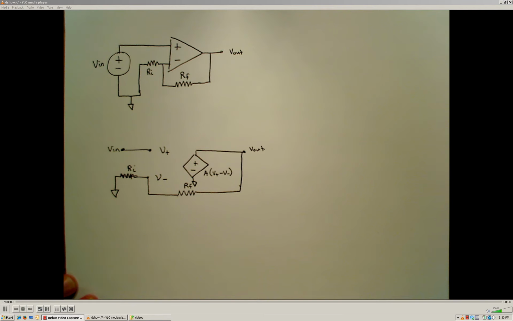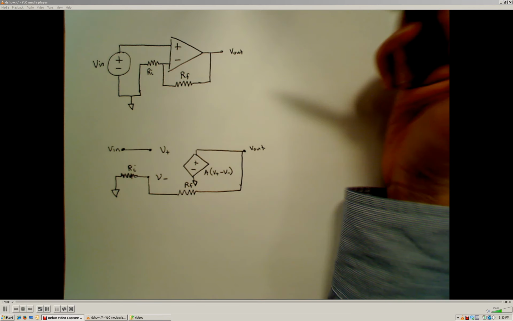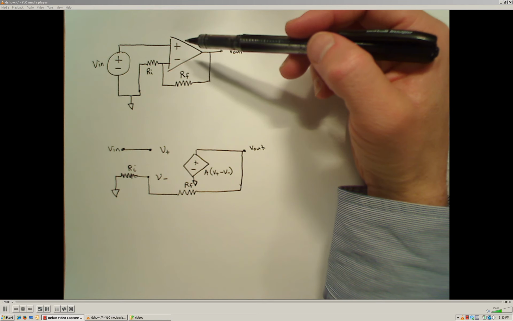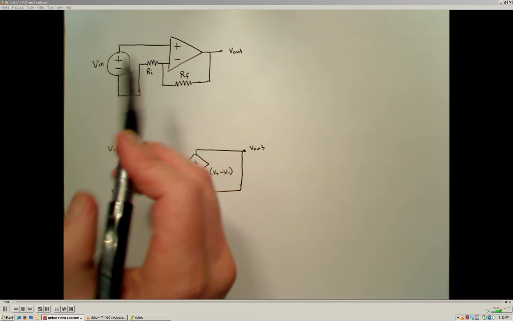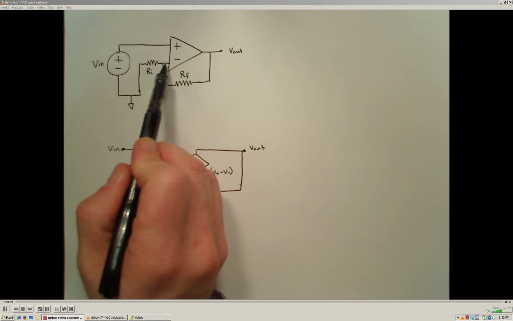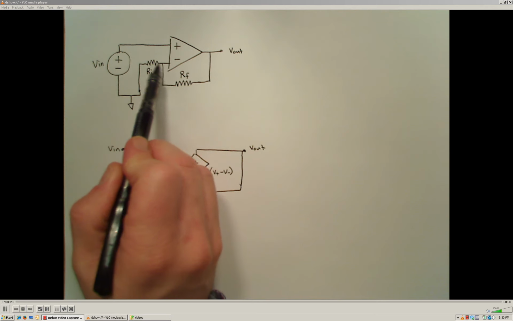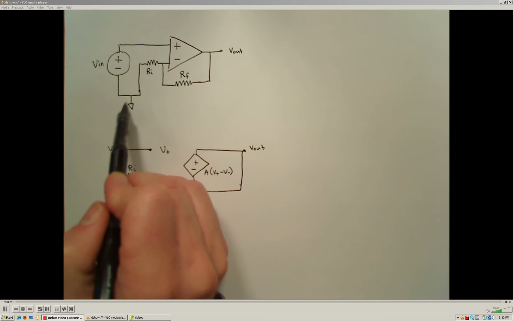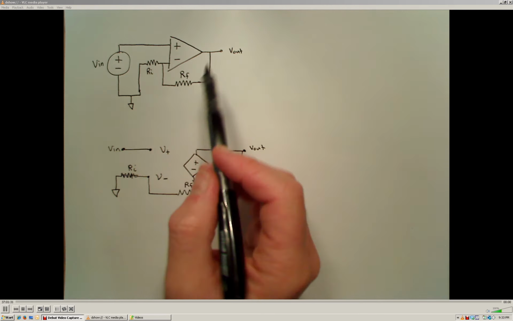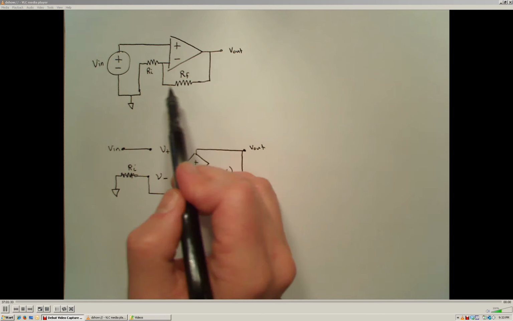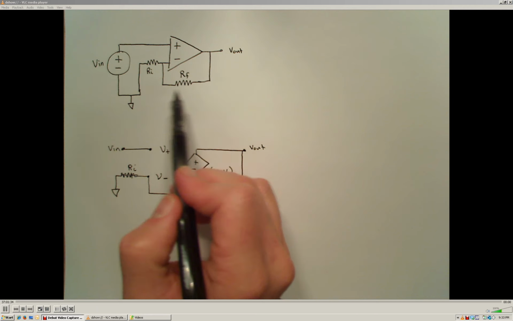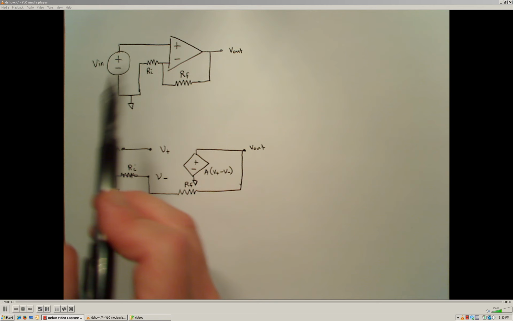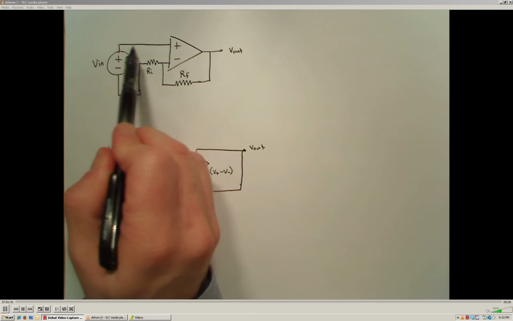Another common op-amp circuit is the non-inverting amplifier. And the non-inverting amplifier looks very similar to the inverting amplifier, with the exception of this. In the non-inverting amplifier configuration, the input resistor is tied to ground, or to the reference voltage of the circuit, and the feedback resistor comes from the output of the op-amp back to the inverting input terminal. Now, the input voltage is supplied to the non-inverting input terminal.